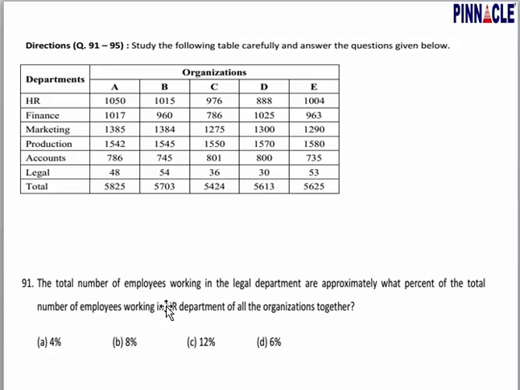Now, this is a question of data interpretation. The direction is given: study the following table carefully and answer the question given below. Here, these are the five organizations and these are the departments. And this is the total value which is given. Remember this, this is the total value which is given. Sometimes students start counting while it is already given. Now, the total number of employees working in the legal department are approximately what percentage of the total number of employees working in the HR department, all the organizations together.